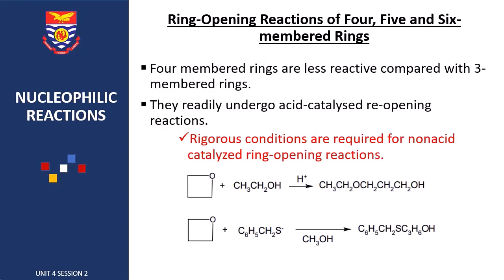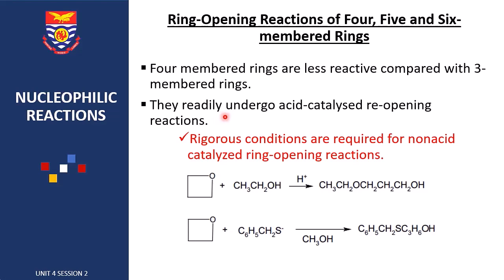The next is to look at the ring opening reactions in four-membered ring, five-membered ring, and six-membered ring heterocyclic compounds. Now, the four-membered rings are less reactive compared to the three-membered rings, and then the five-membered rings are also less reactive compared to the four-membered rings, and it goes on like that. This is because of the energy strain.